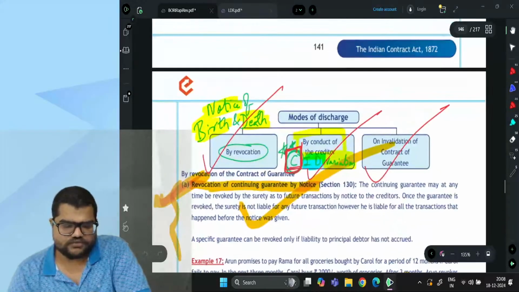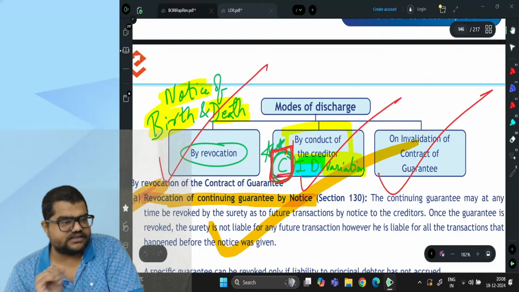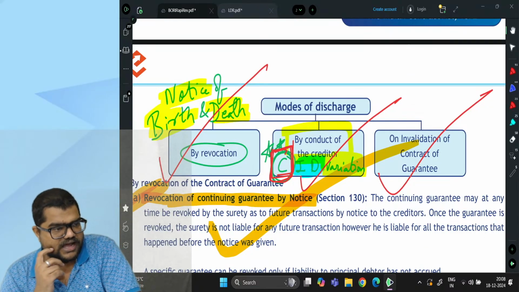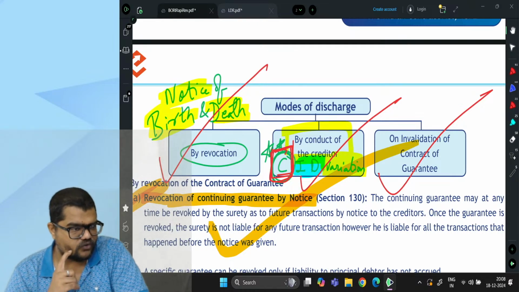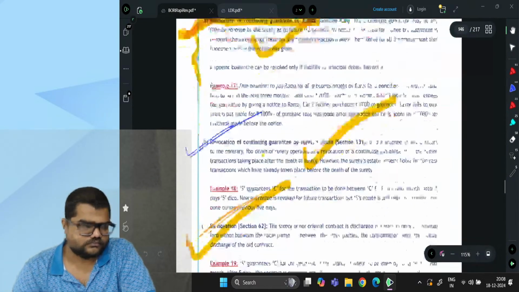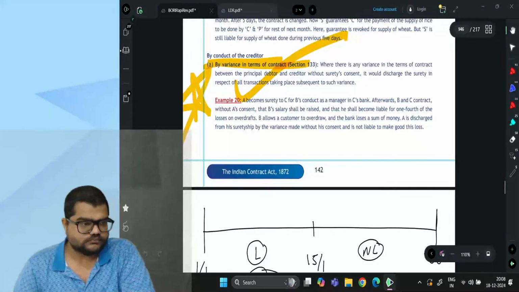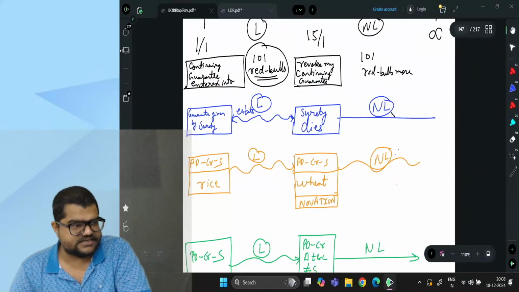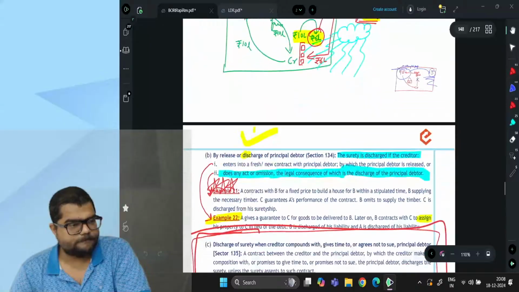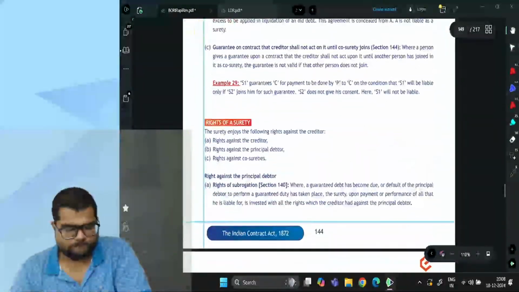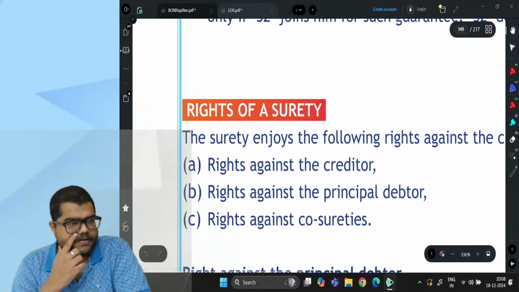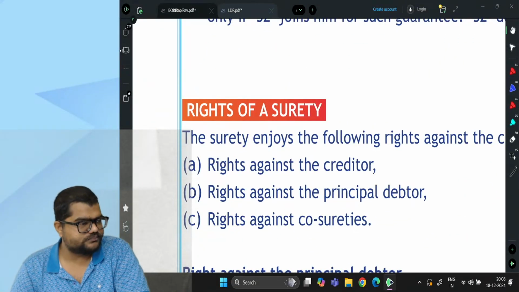The whole of this topic is over. Discharge of surety, the whole of this topic is over. I have a message from general contents already saying yes sir. Okay. Sangeeta says yes sir. Thank you so much. Meha Jain says yes sir. Thank you.